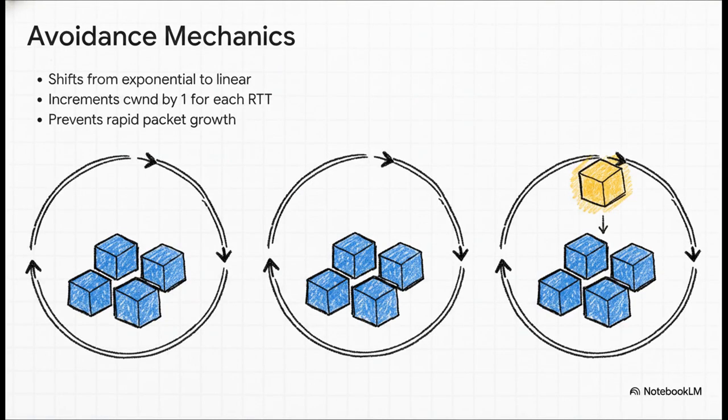Let's break down exactly how congestion avoidance achieves this stability. Basically, it shifts from exponential to linear. How? By incrementing the congestion window by just one single packet for an entire round-trip time. Instead of doubling the window based on every single tiny ACK, it waits for the whole batch of packets to be acknowledged, and then simply says, okay, let's just add one more packet to the total load next time. This meticulous linear increase prevents the rapid packet growth we just saw. It gently probes the network's capacity, maintaining a highly sustainable sending rate without suddenly choking the intermediate routers.